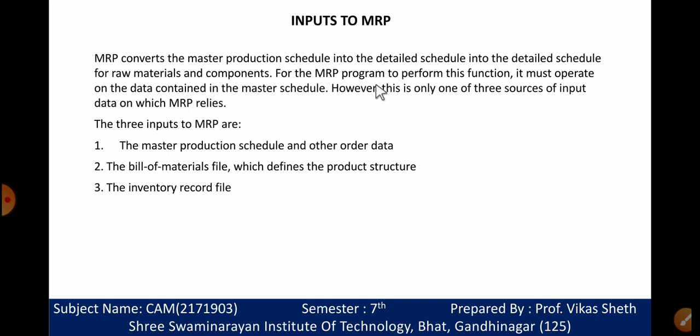For the MRP program to perform this function, it must operate on the data contained in the master schedule. However, this is only one of three sources of input data on which MRP relies. So here are the three inputs of the MRP. First one is the master production schedule. Second one is the BOM, not a bomb, bill of material. And the inventory record file.